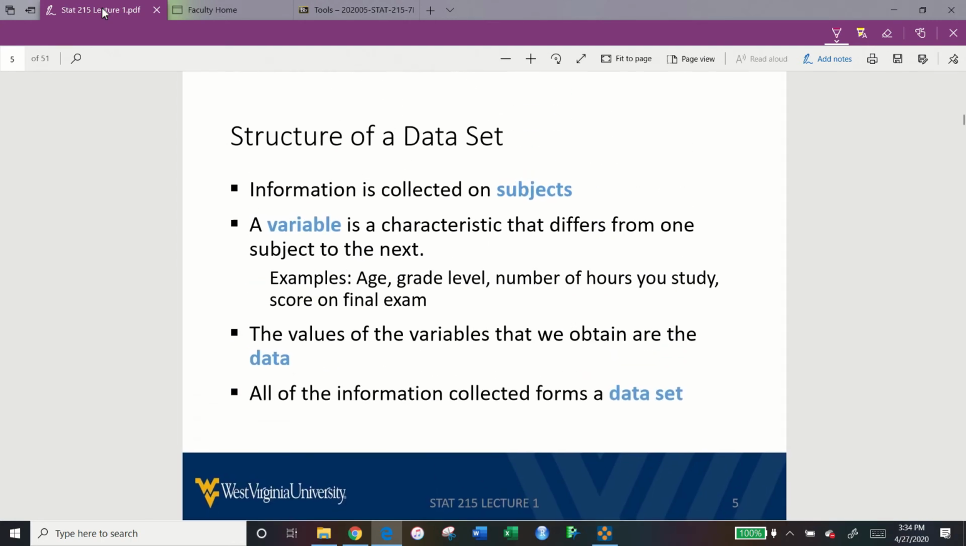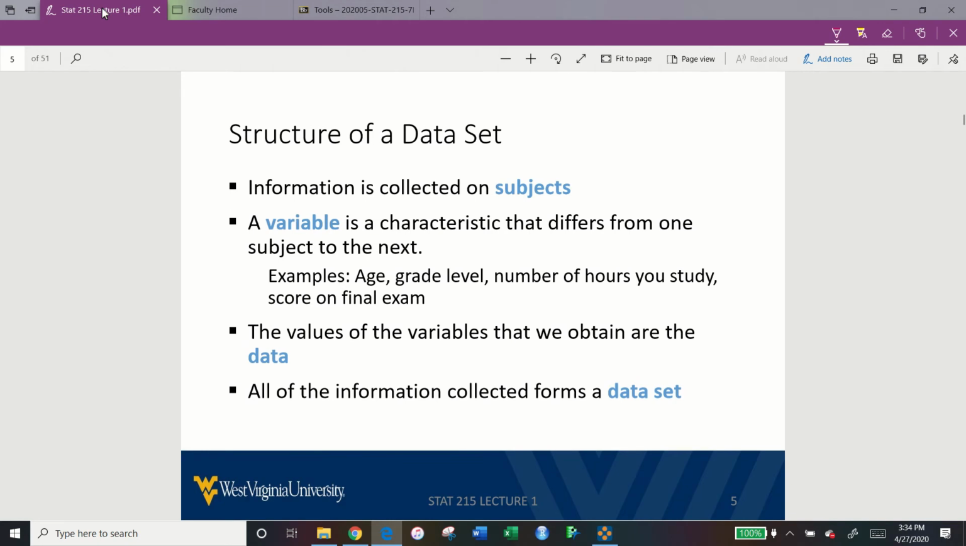Next, we care about a structure of a data set. So information is collected on subjects. A variable is a characteristic that differs from one subject to the next. For example, age, grade level, number of hours you study, and score on a final exam. The values of the variables that we obtain are the data. All of the information collected forms a data set.